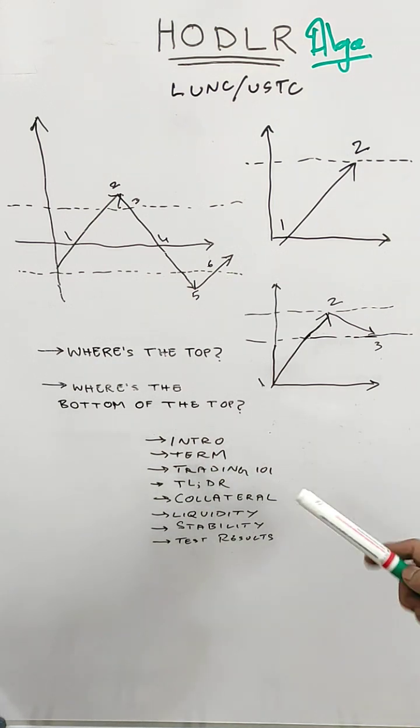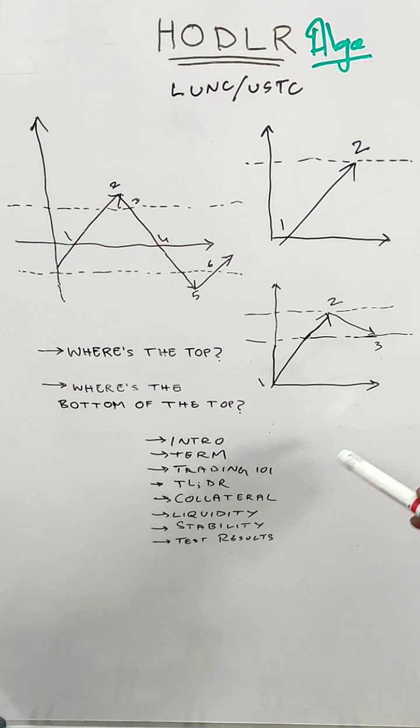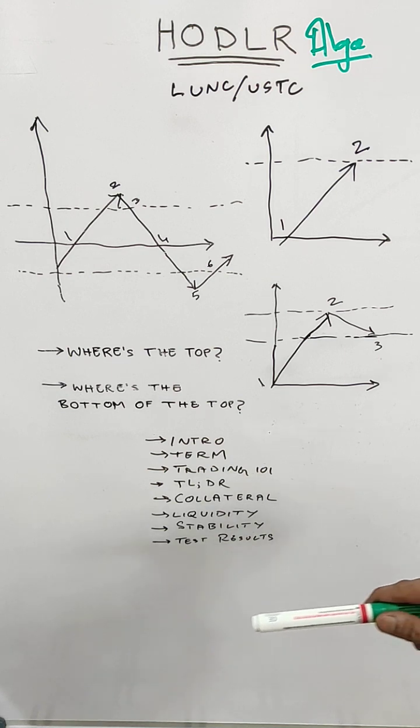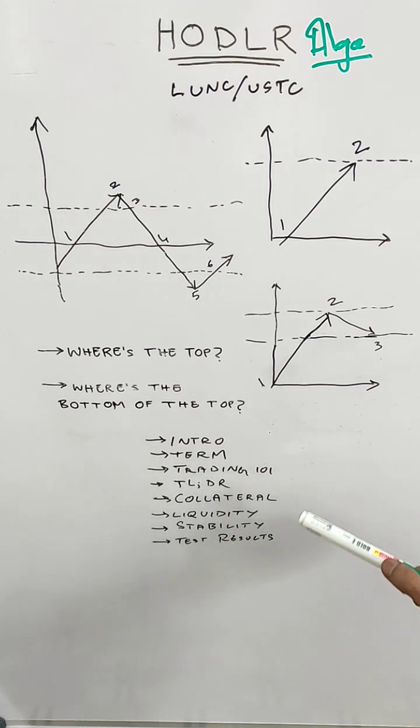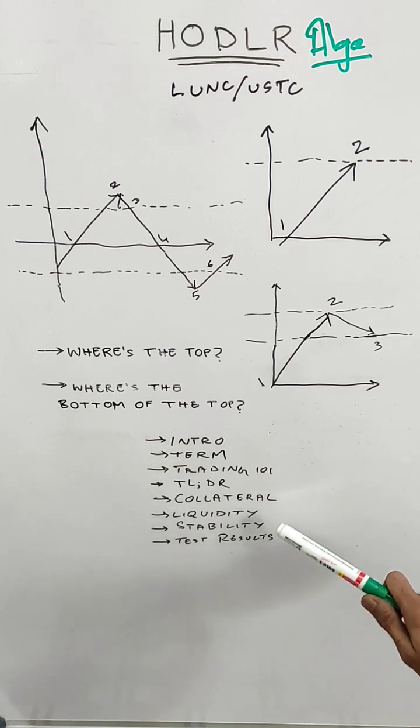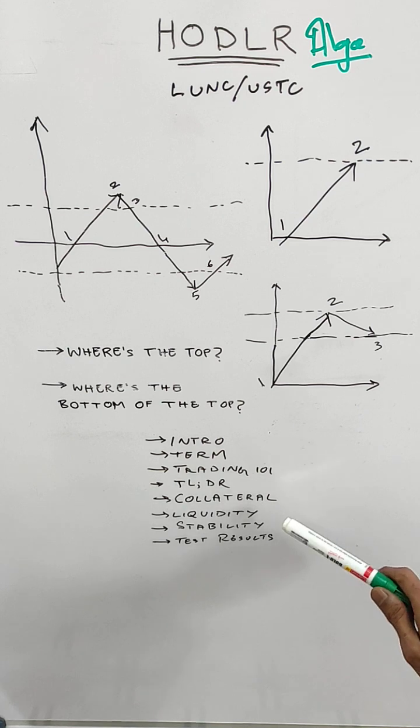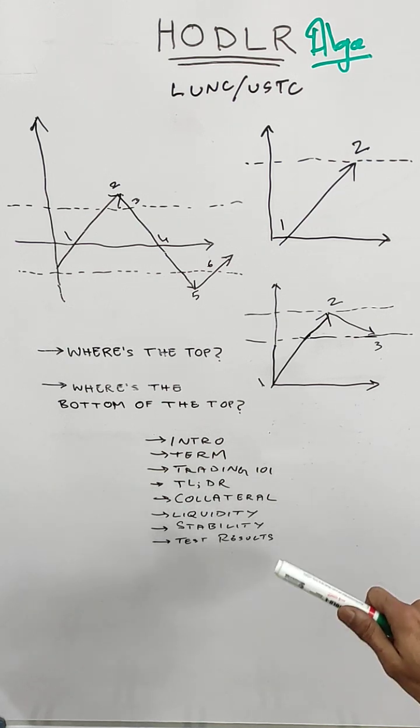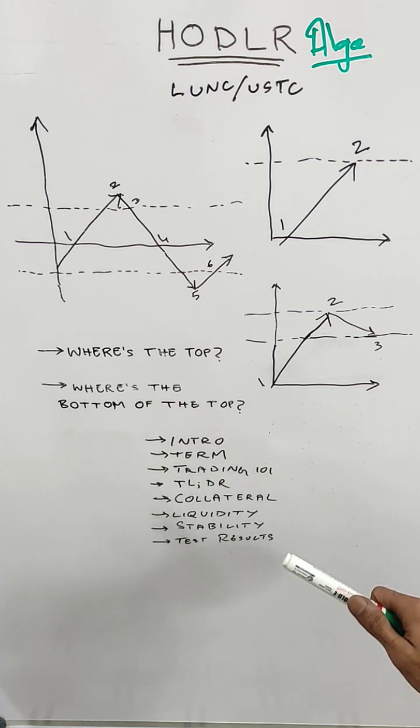Then I did a video on basic trading concepts, what it is and how we are applying it in HODLR. Then I did a TLDR, which is not this version, which is a very compressed, or rather an easy to understand version of what it is. The collateral and liquidity was discussed in another video, in which I've explained how we are getting the collateral, liquidity and everything. Then in the last to last video, I explained that HODLR is a stability algorithm, that it stabilizes investments, and how it does that.